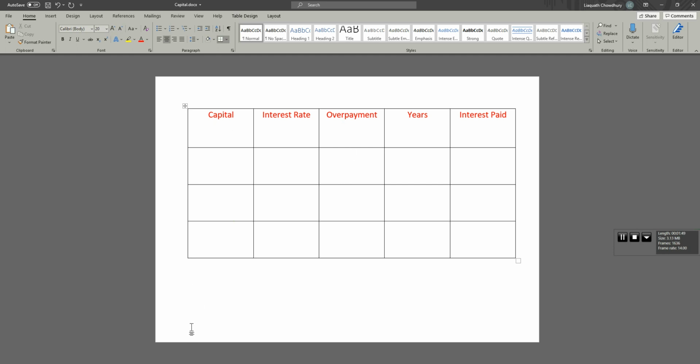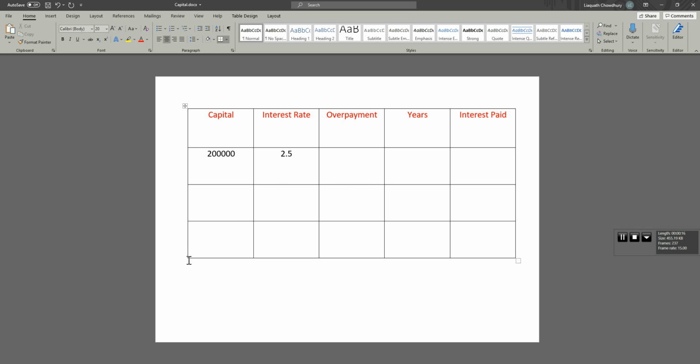So let's get started. I just created a simple calculator using Python, but the basic idea is the same. So let's start with an amount. Let's say 200,000 is the amount we are taking as a loan. Let's say the interest rate is 2.5%.